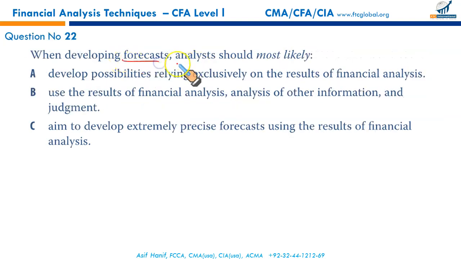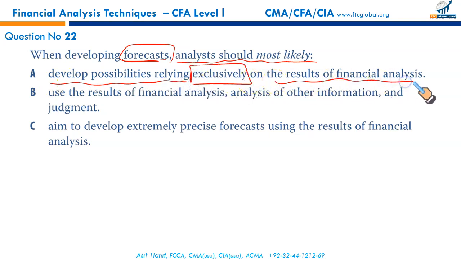When developing forecasts, this is the domain of CMAs. When developing forecasts, analysts should most likely do what? Develop possibilities relying exclusively on the results of financial analysis. Why exclusively on financial analysis? There is so much other information available that we can use to make a better decision. This makes this option incorrect. When developing forecasts, analysts should most likely use results of financial analysis, analysis of other information, and judgment, not just financial analysis alone. And that makes B the most appropriate option.